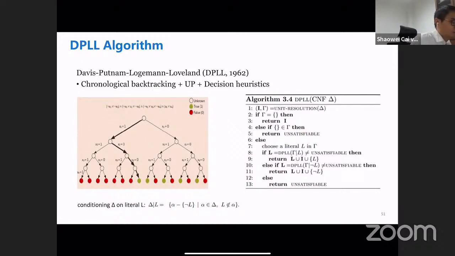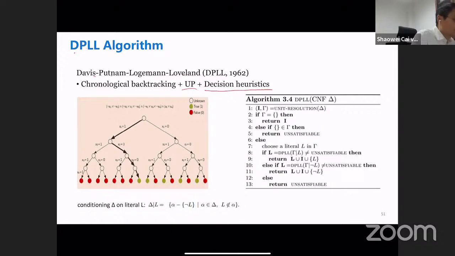Now, before we introduce the main approach, CDCL, we first describe the DPLL algorithm, which evolved from the DP algorithm 2 years later. And this DPLL, the 4 letters, represents these four people. They developed this algorithm. The main feature of DPLL is chronological backtracking plus unit propagation and decision heuristics.